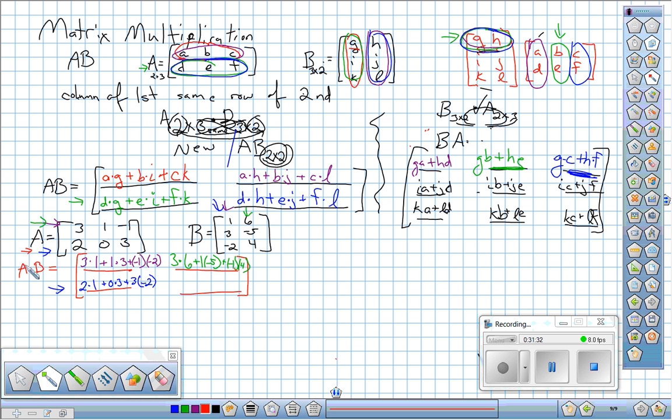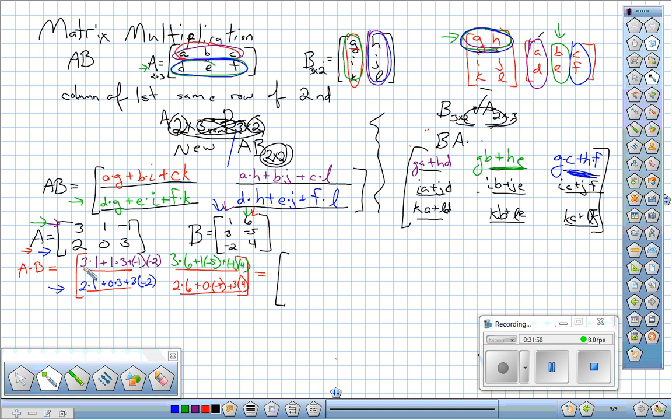And then I'm in my bottom right. So I have 2 times 6 plus 0 times negative 5 plus 3 times 4. And then in my next step, I will actually write out what those numbers are.